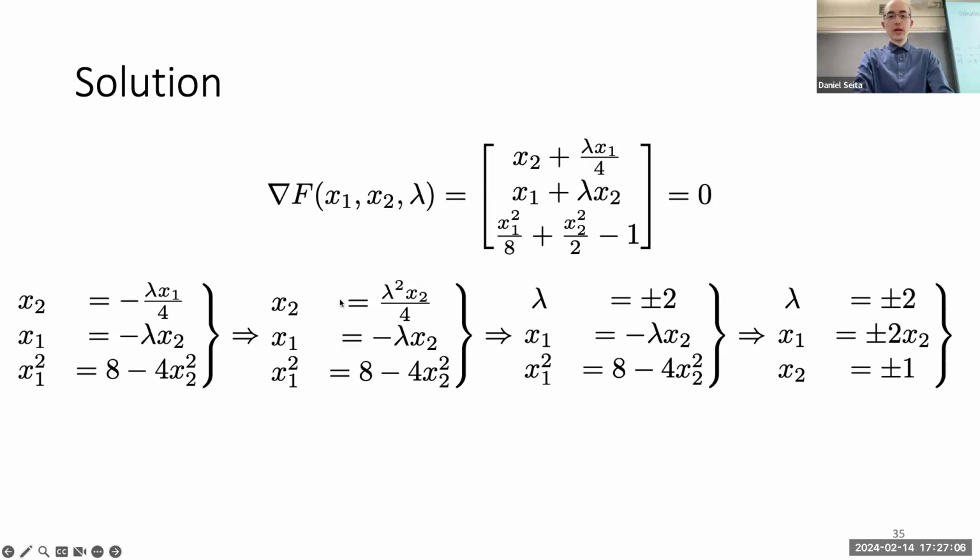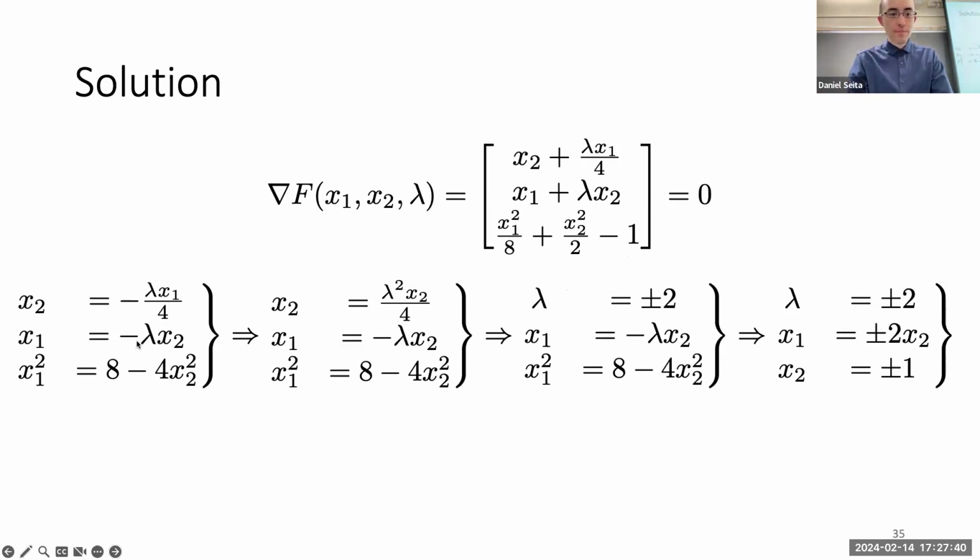And then, because you have x2 equal to lambda squared x2 divided by 4, you can get rid of x2 on both sides, then you get lambda squared equals 4, and then you get lambda equals plus or minus 2. So if lambda is 2, then you immediately know the value of x1 and x2 that we would get.